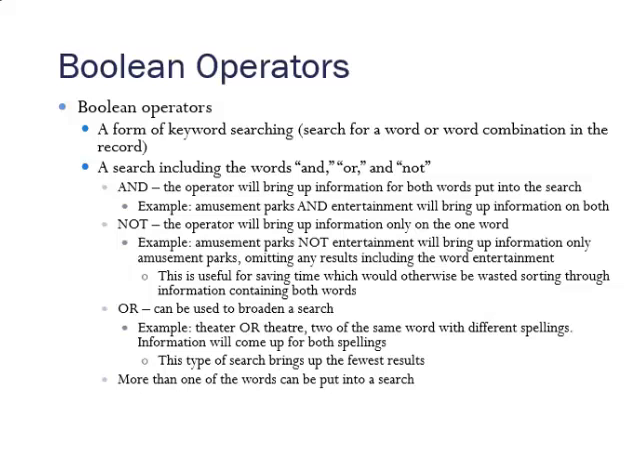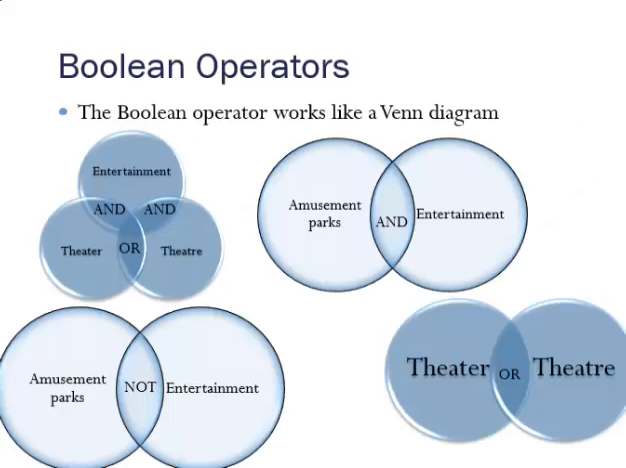And of course, more than one of the words can be put into a search as well. This is an example of how Boolean operators work. You may recognize these as Venn diagrams. Venn diagrams are when you have multiple categories that have parts that intersect, that combine. Just look at an and or search at the top over here, let's say you have theater and entertainment. These are different categories.